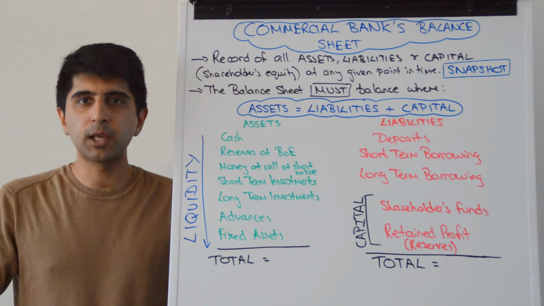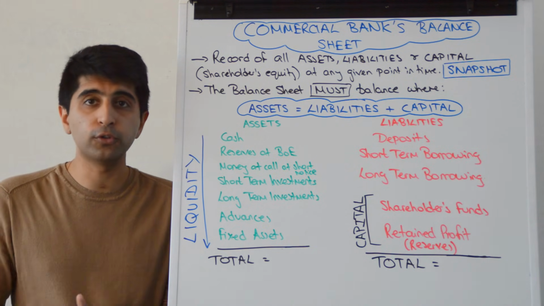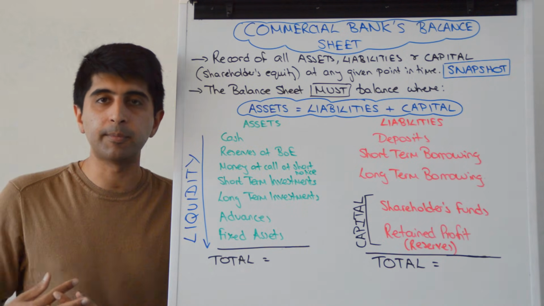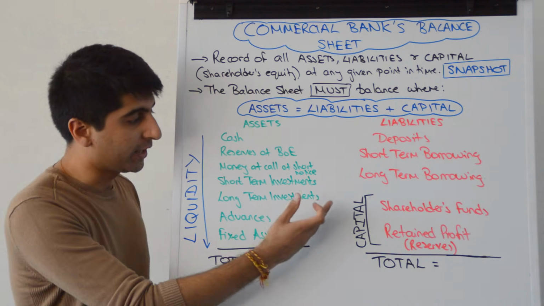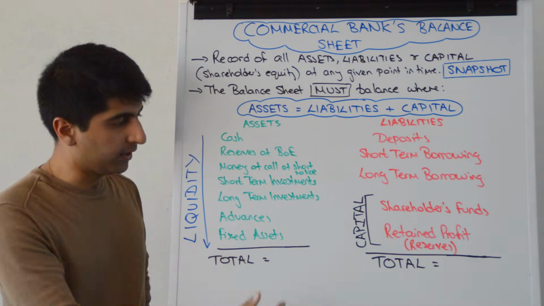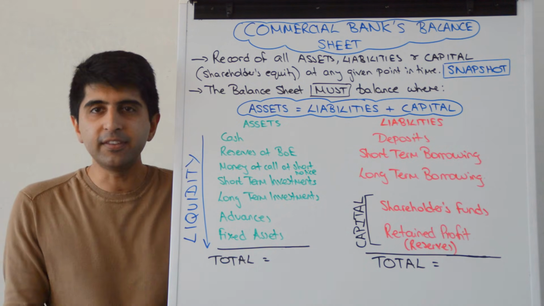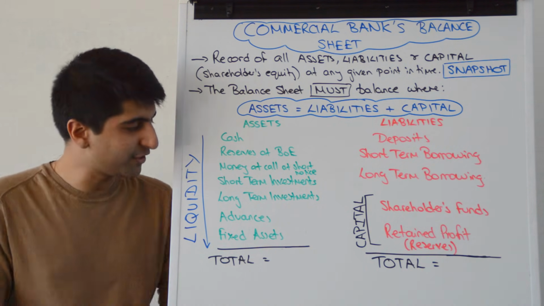Short-term investments, so if the commercial bank is holding short-term government bonds or short-term corporate bonds. Long-term investments, if they're holding any long-term government bonds, long-term corporate bonds, or any shares, that will be recorded as long-term investments. Advances, a bit of jargon here. This is a key part of commercial bank operations.